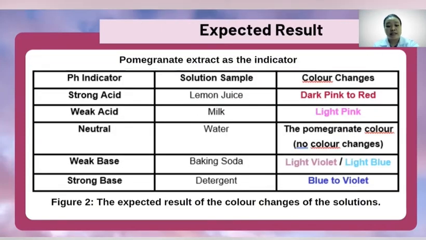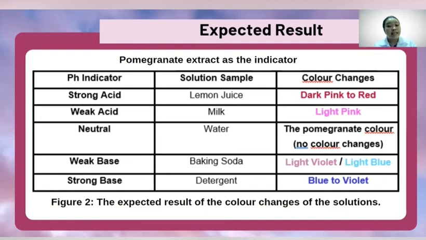Next is the expected result. Figure 2 shows the expected result of the color changes of the solution. First is lemon juice, where we expect it to change the pomegranate extract, which is the indicator, to dark pink or red, which indicates the lemon juice is a strong acid. Next is milk. The expected color change is light pink, which indicates milk is a weak acid.